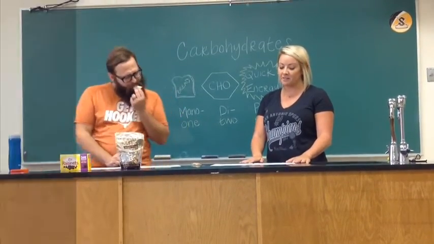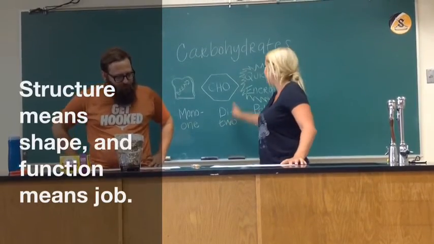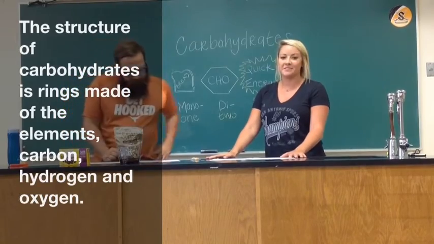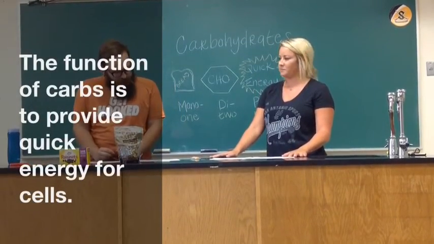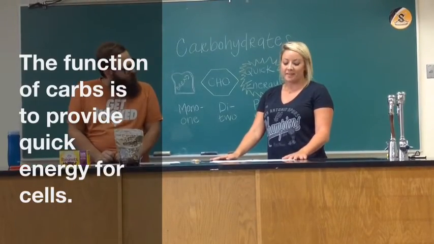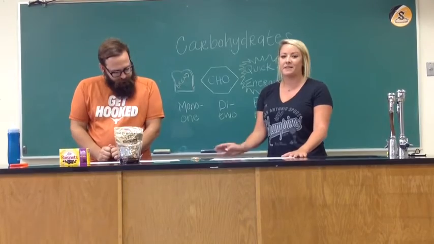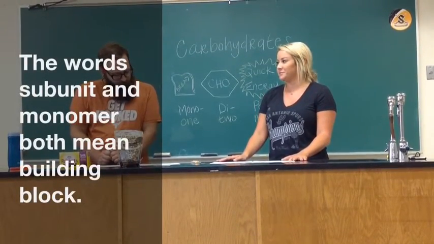The structure of carbohydrates is rings made of elements carbon, hydrogen, and oxygen, just like this shape. And the function of carbs is to provide quick energy for cells. So, if I eat carbs, my cells get energy quickly? That's right. Before we go on, I want to describe the words subunit and monomer. They both mean a basic building block of the biomolecules.